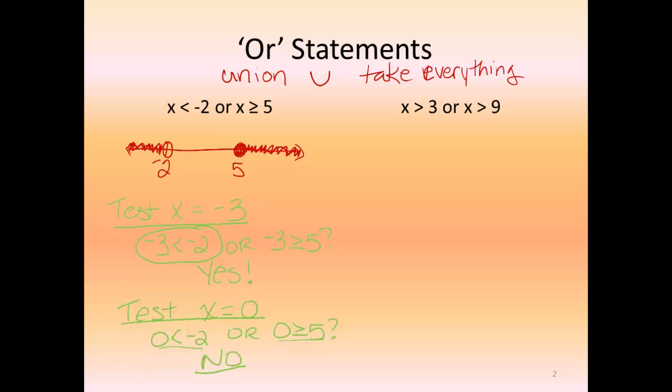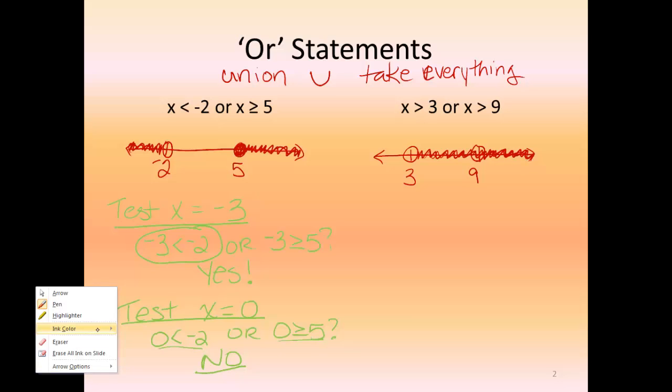Okay. So if I take a look at the next one, x is greater than 3 or x is greater than 9. Again, I'm going to graph each one individually. So greater than 3, all numbers to the right of 3. Greater than 9, all numbers to the right of 9. And as it turns out, this one is going all the way in the same direction from 3 on.